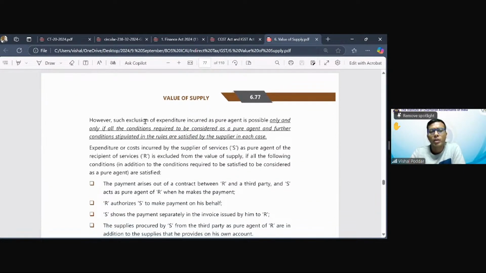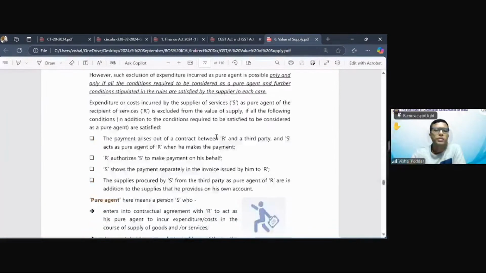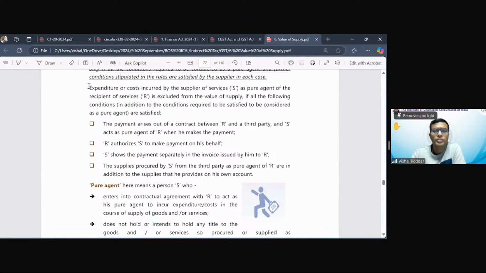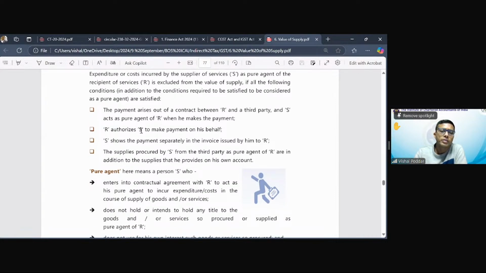Now, such exclusion of expenditure incurred as pure agent is possible only and only if all the conditions required to be considered as pure agent and further conditions stipulated in the rules are satisfied by the supplier in each case. Now, what are these conditions? Expenditure or cost incurred by the supplier of service as pure agent of the recipient is excluded from the value if all the following conditions are satisfied. First, the payment arises out of a contract between R and a third party. R is the recipient, that is a company, and the supplier acts as pure agent of R when he makes the payment. R, the recipient, authorizes the supplier to make the payment.